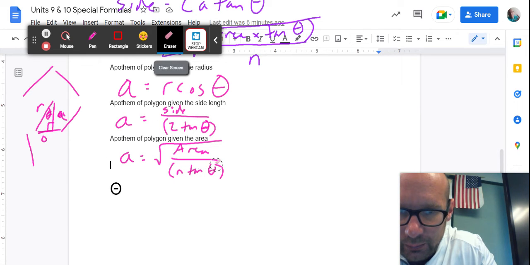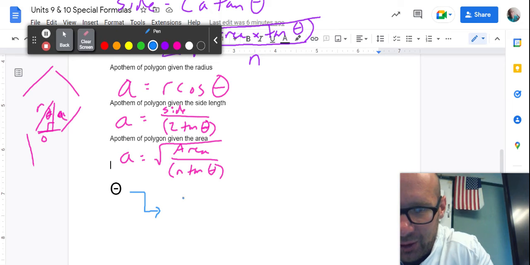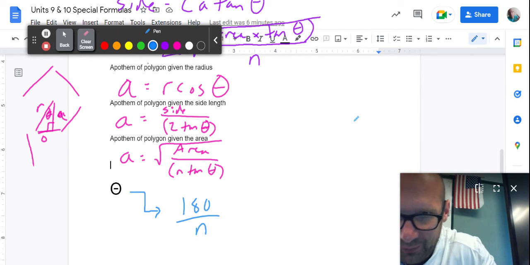Last but not least, the theta angle. If we forgot what theta is, it's going to be 180 divided by the number of sides.